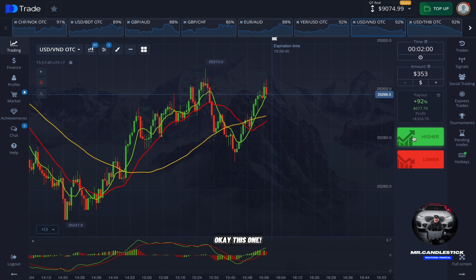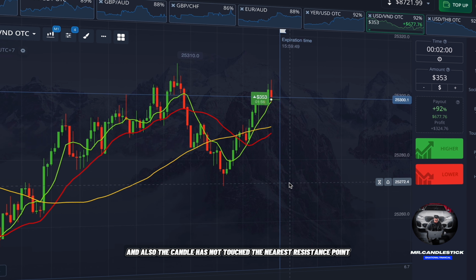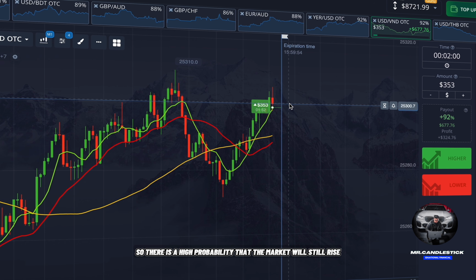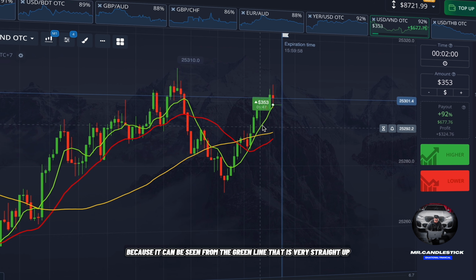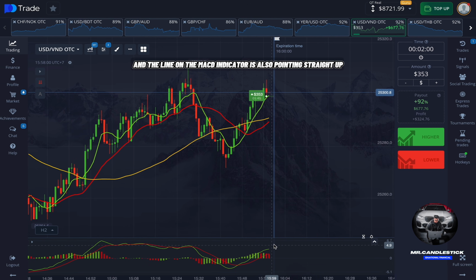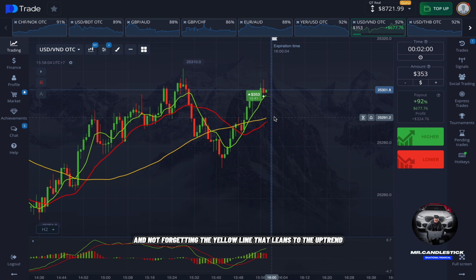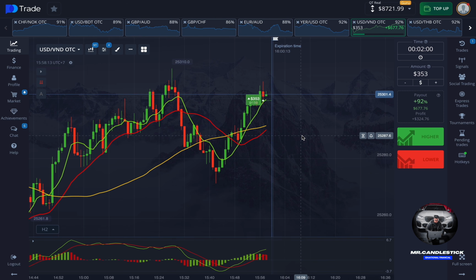Okay, this one. The green line has crossed from below, and also the candle has not touched the nearest resistance point. So there is a high probability that the market will still rise, because it can be seen from the green line that is very straight up. And the line on the MACD indicator is also pointing straight up, and not forgetting the yellow line that leans to the uptrend. That's why I opened a position immediately, because this is the best traffic line moment. Well, let's see how the trade turns out.